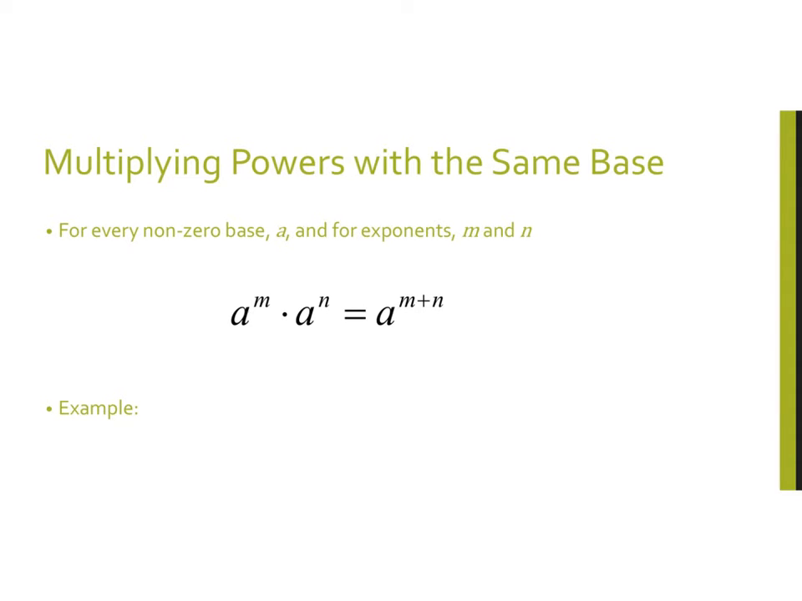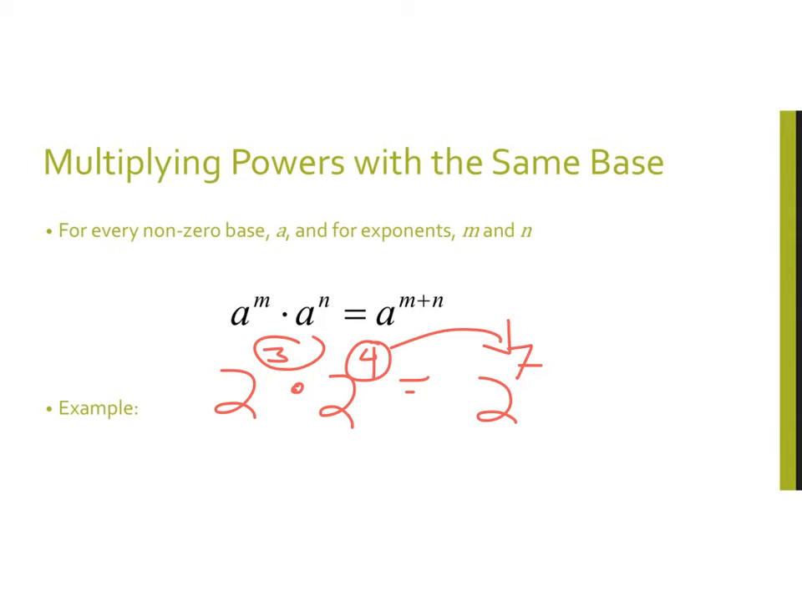So if I have, let's say, 2 to the third power times, not addition, times 2 to the, let's say, fourth power. That is 2 to the seventh power. Notice the 3 plus the 4 to make the 7. Again, they have to have the exact same base. I had 2 as my base here both times.